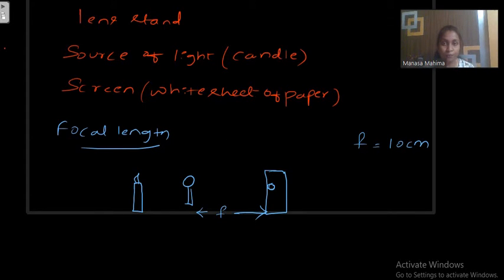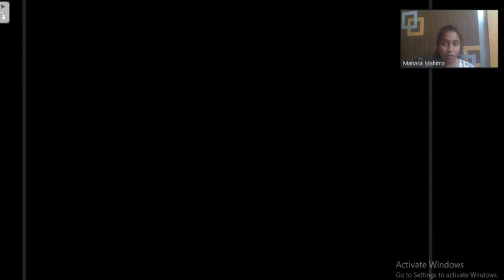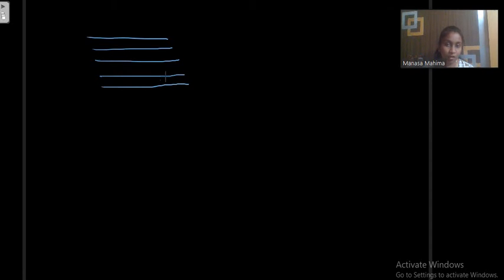Then what we have to do? We have to draw 5 parallel lines on the table wherever we are doing this activity. The distance between each line should be 10 centimeter. Why am I taking 10 centimeter? It is the focal length, correct? This focal length value we take for the distance between each line, and the lens stand that we are taking, we have to place here.